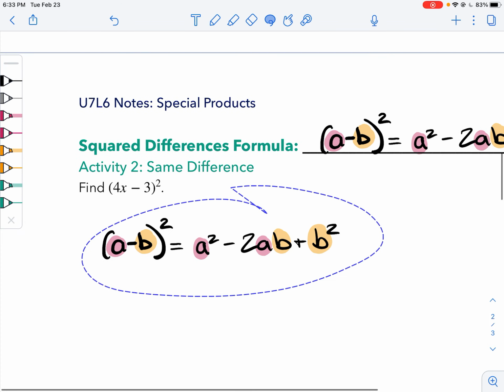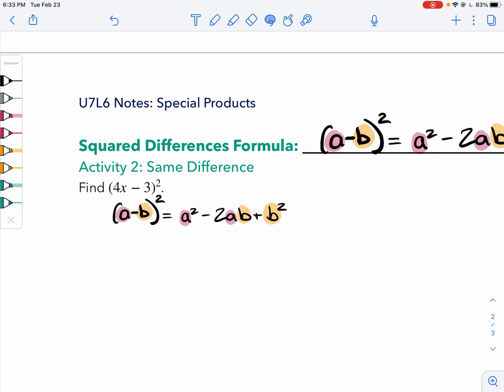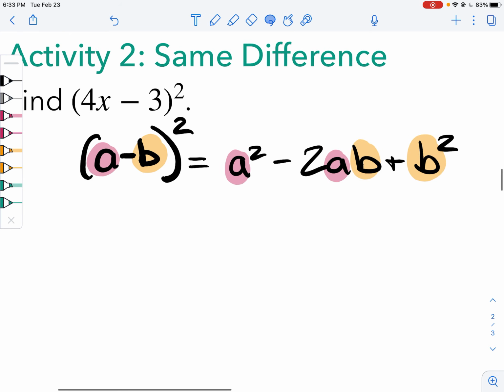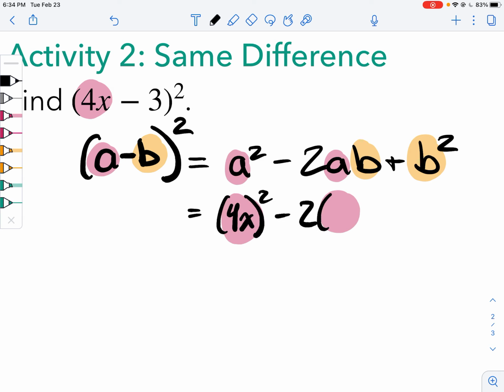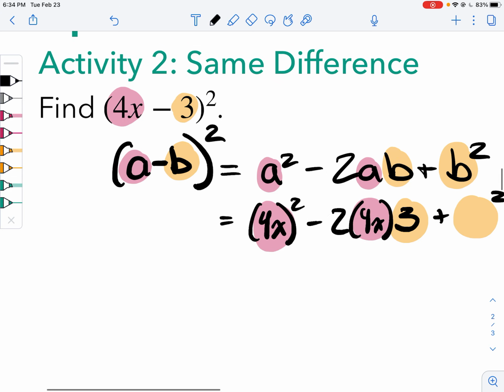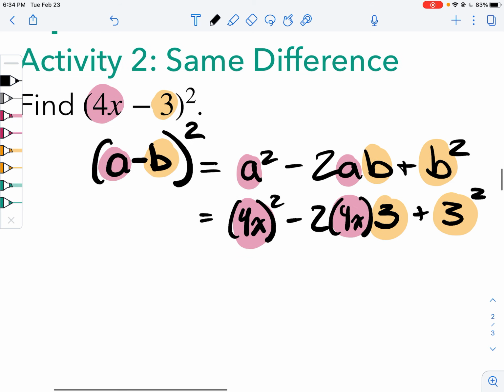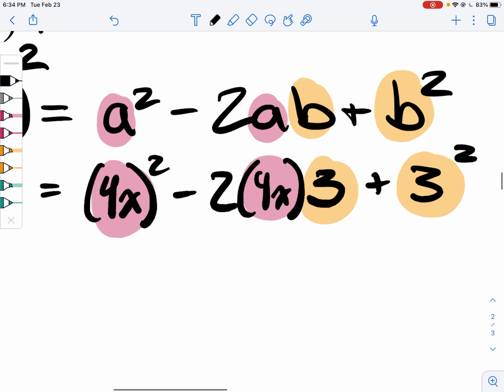See how this 4x minus 3 squared fits this pattern? Let's figure out what our a is. Here, our a is 4x. So wherever we have an a, we're going to replace that with 4x. So that gives us 4x, that whole thing squared, minus 2 times 4x times whatever our b is, plus, oh, sorry, I don't want to b squared. Notice it's a minus b, so our b here is 3. So wherever we have a b, we get a 3.